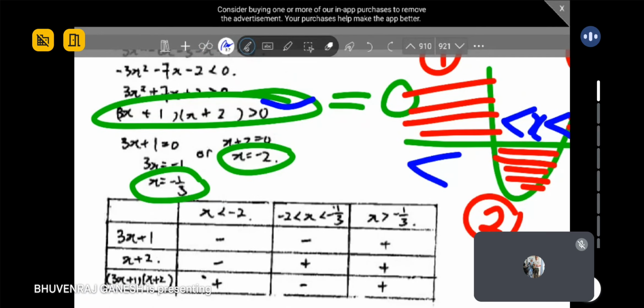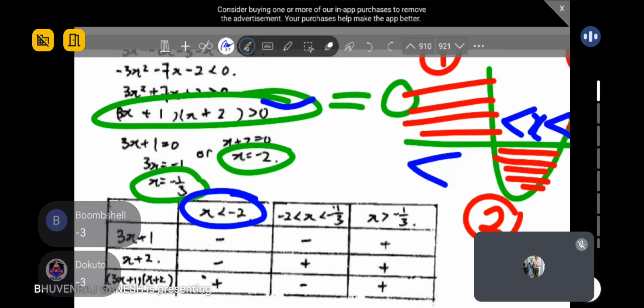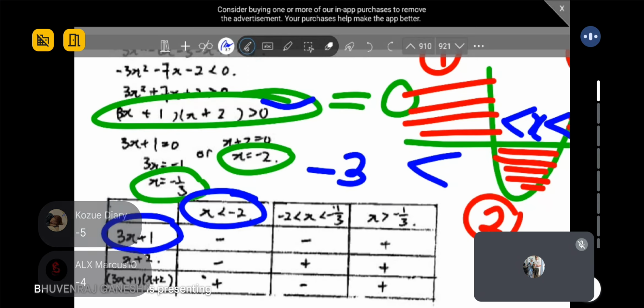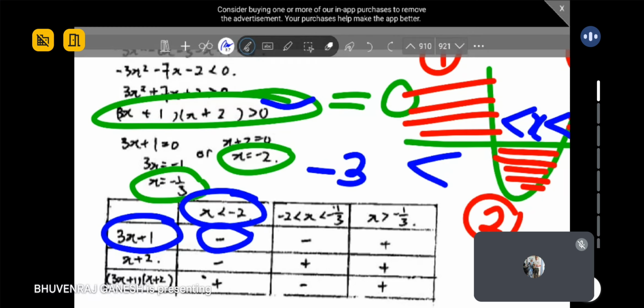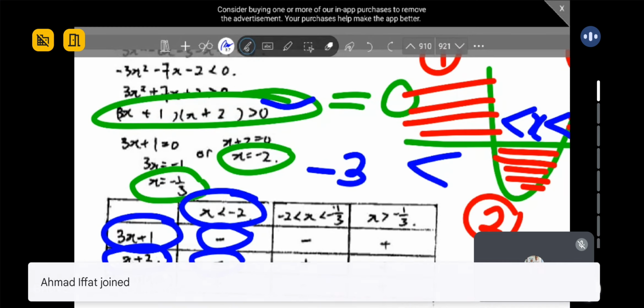So guys, you just choose any number. Can you all give me a number less than negative 2? Bagi saya satu contoh. Give me an example. Any number that is less than negative 2. Anyone? Satu nombor yang lebih kecil. Yes. Okay, negative 3 can. So just substitute x equal negative 3 over here, you will get nilai negatif. Am I right? You gantikan negatif value kat sini, kamu pun dapat negatif.